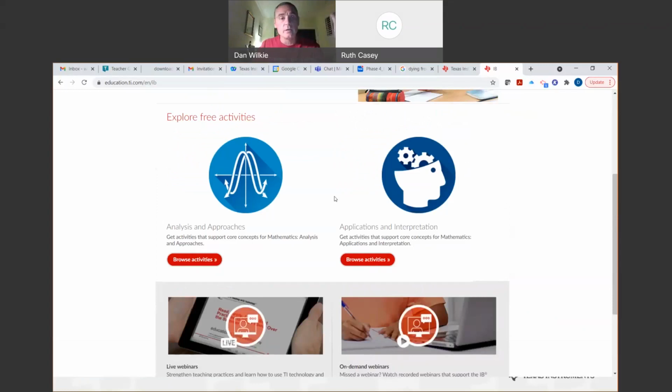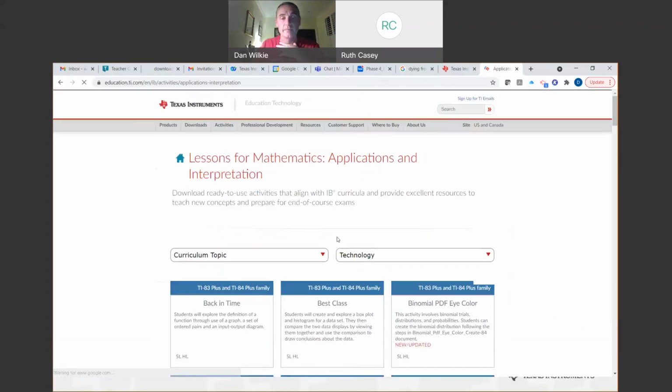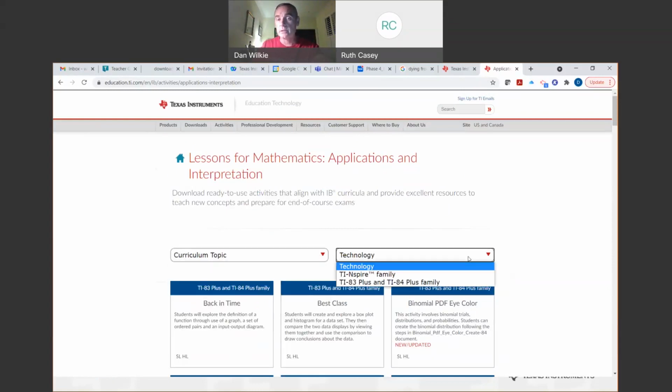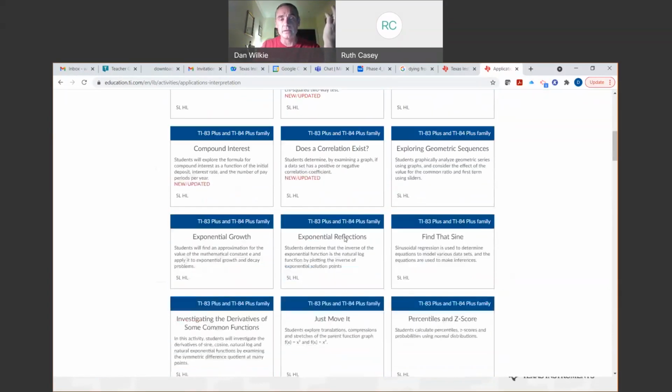So just kind of looking, and you can click on either one of these. So if I were to click on applications and interpretations for the browse activity, you'll have 2 drop-down menus here. You got one for the topic. So you have your calculus, functions, geometry, trig, numbers and algebra, stats and probability. You also have technology, which is Nspire and 84. Okay, so you pick. And then here are all the activities.